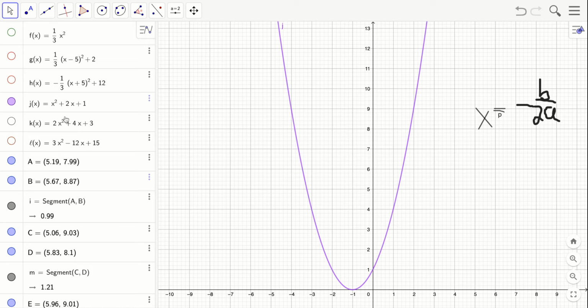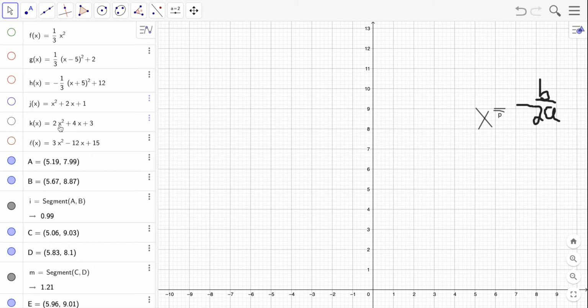Now, if I was doing this one, again, the scale factor is 2. But let's find out where it's going to go first. In other words, I'm going to take 4 as my b value. I'm going to divide it by 2 times the a. A is 2. 2 times 2 is 4. So 4 over 4 is 1. And I'm going to change its sign. So again, that vertex should still be at the -1 on the x-axis. But I haven't found the y value.